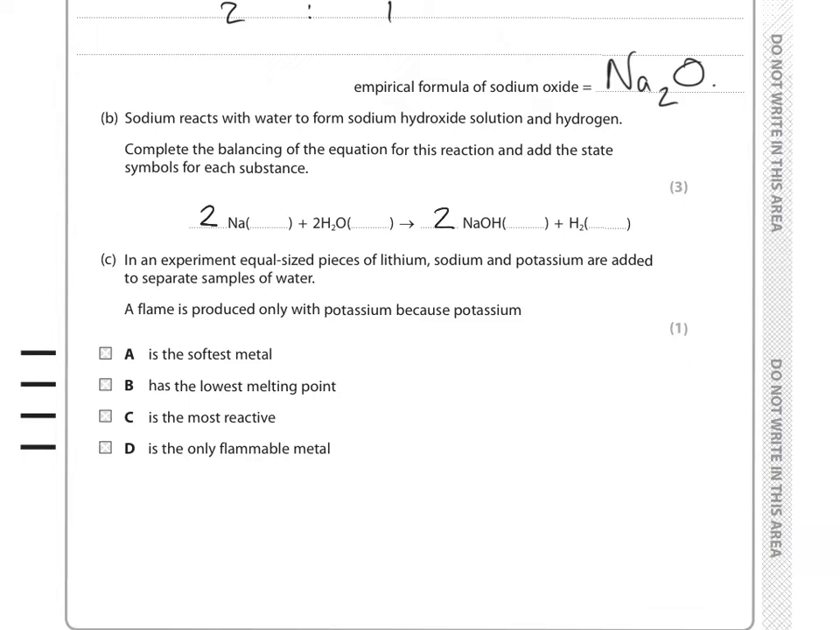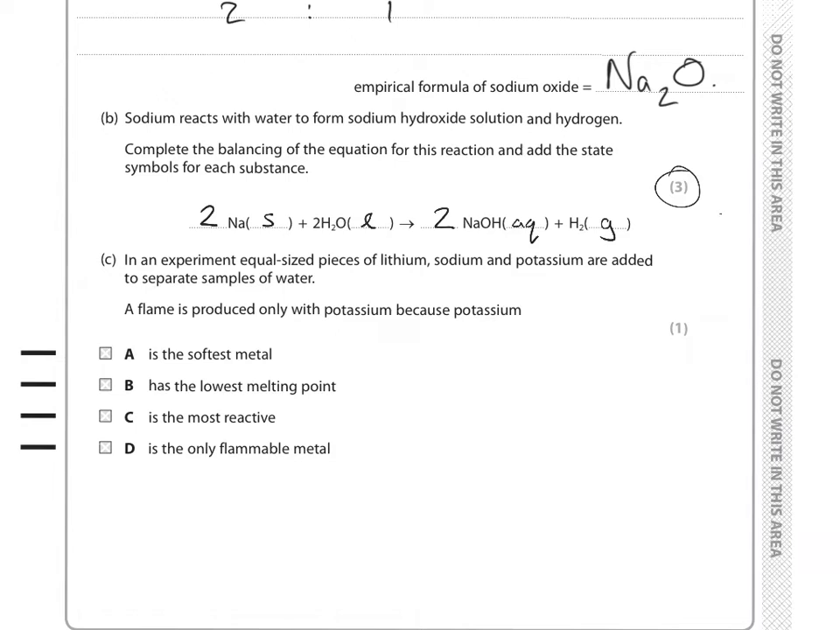Now you got 2 out of the 3 marks for getting the balancing numbers, and the last mark was for getting the state symbols. Sodium is a solid. Water is always a liquid, not AQ, and that's an L. Sodium hydroxide is AQ, and hydrogen is a gas. And if you got all of that, you got the 3 marks.